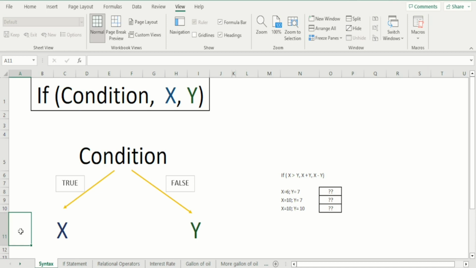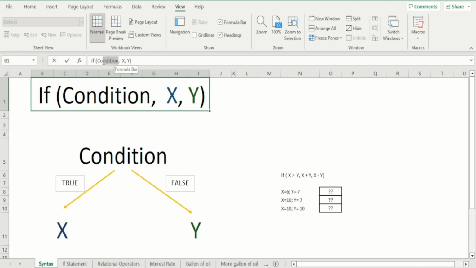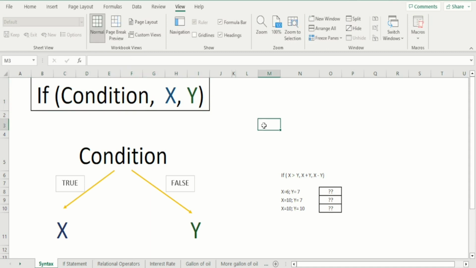So in general, if you take a look at Excel, the if function is specified in this way. So this is the syntax of if. If will be followed within the brackets by condition. The condition can take multiple forms. Generally, it's some sort of a relational operator, but it can also be a combination of different relational operators. What these relational operators are, we can take a look at that shortly.